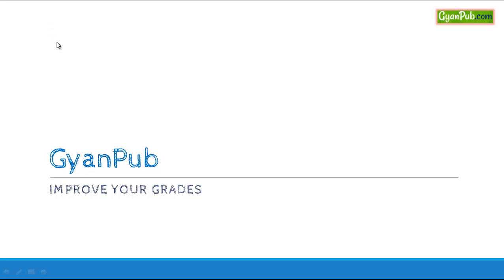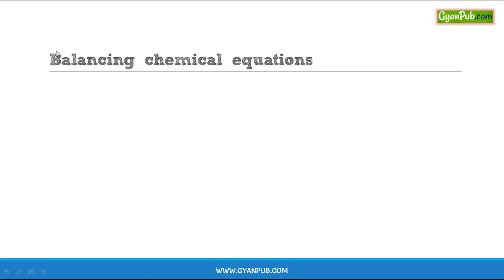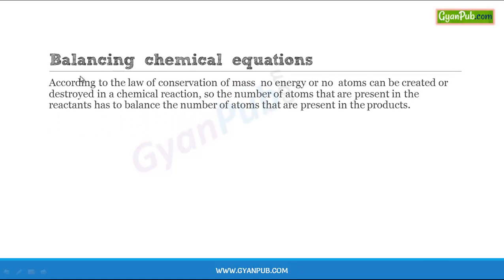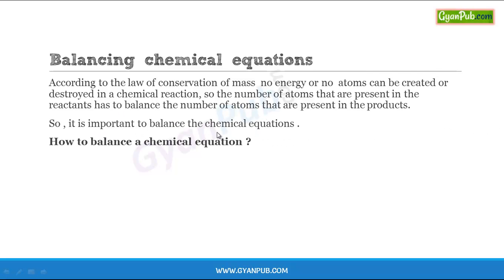Now let us discuss balancing the chemical equation. Why do we balance a chemical equation? According to the law of conservation of mass, mass or atoms are neither created nor destroyed in a chemical reaction. So the number of atoms present in the reactants has to balance the number of atoms present in the products. The total mass on the reactant side should equal the total mass on the product side. That is why it is important to balance the chemical equation.